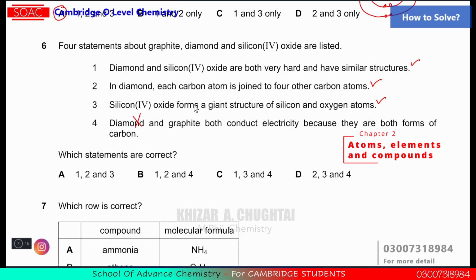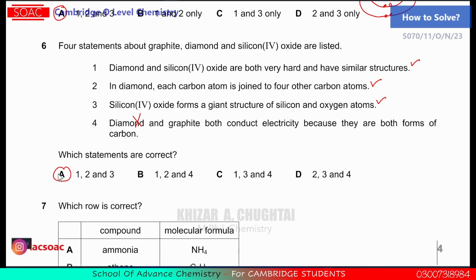So 1, 2, 3 is correct. A is the correct option.